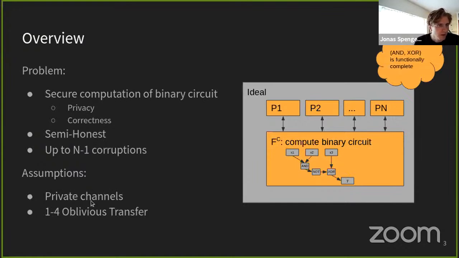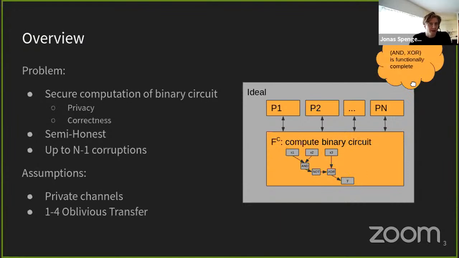We make 2 assumptions. We assume that we have some form of private channels, so the parties can privately message each other. And we also assume that we have this 1 out of 4 oblivious transfer functionality, which I'll also describe in a few slides.